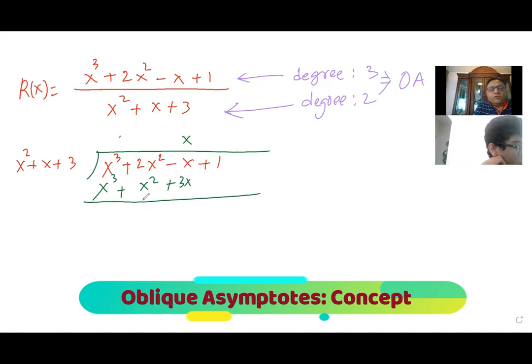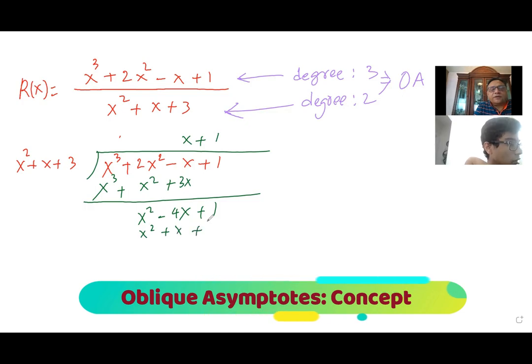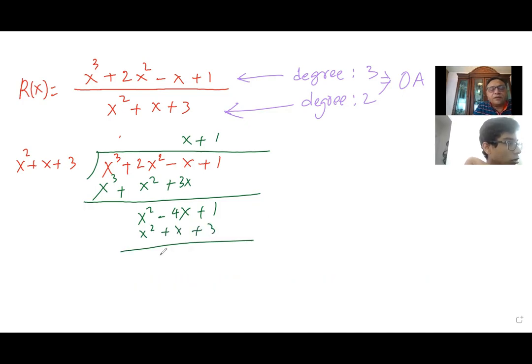And when you take away, what do you get? You get x squared minus 4x, correct? Bring down. Now it goes one time, and we have x squared plus x plus 3. And the remainder will be minus 5x minus 2, correct? So that is the remainder. So we do have a remainder and we have a quotient which is x plus 1.